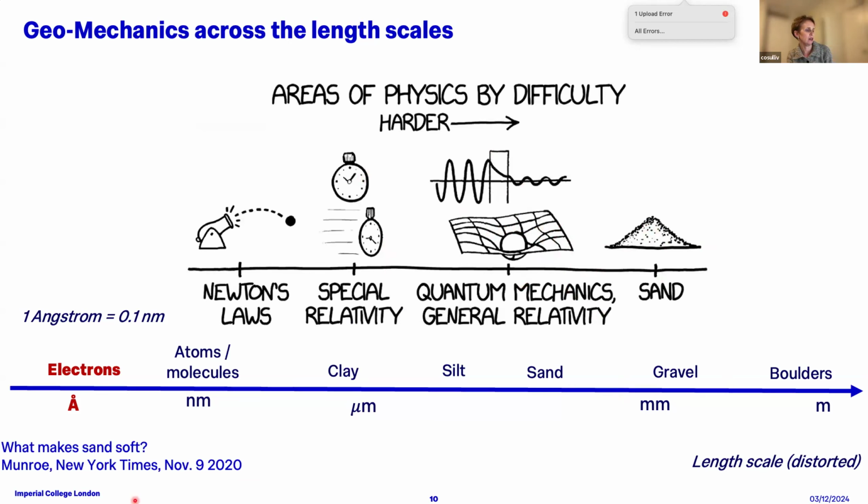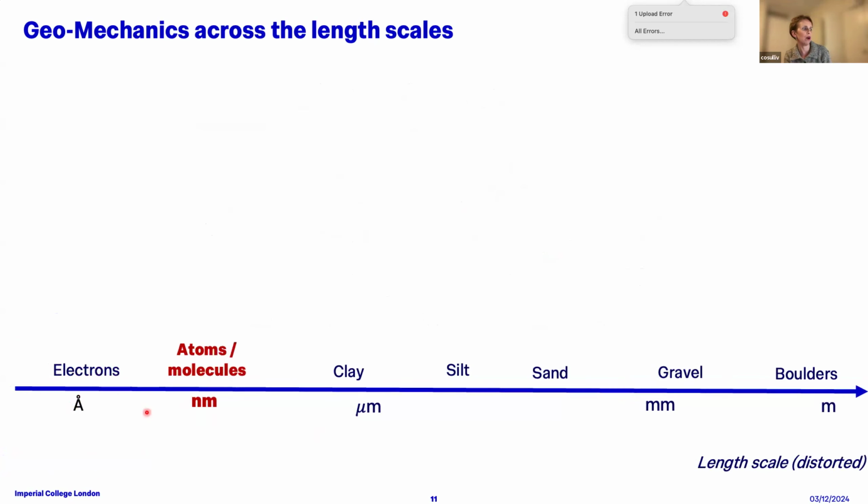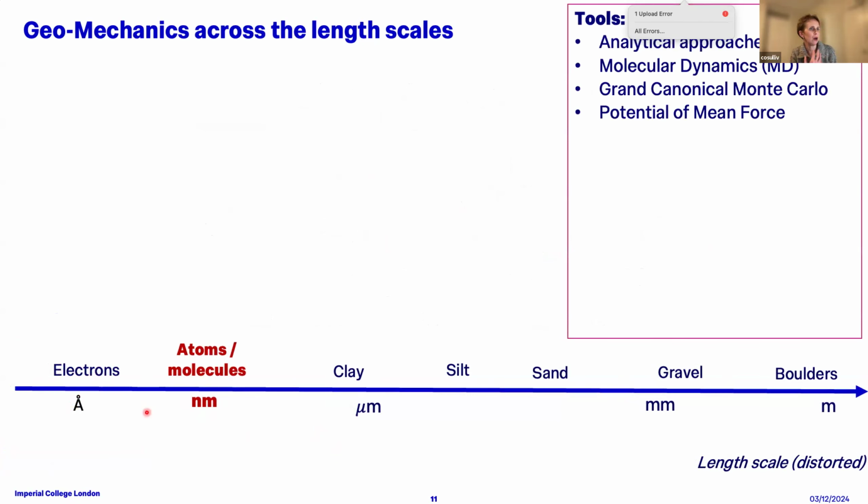But we haven't really seen research in soil mechanics at the electron level. But what we do see is quite a lot of work looking at the interaction of ions, atoms, and molecules. And the tools that we have there are DLVO theory, molecular dynamics, grand canonical Monte Carlo simulations, and potential of mean force.